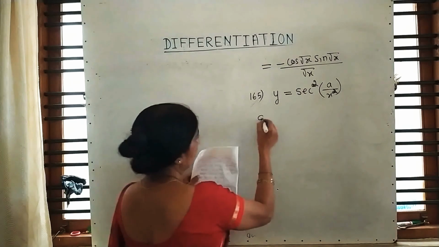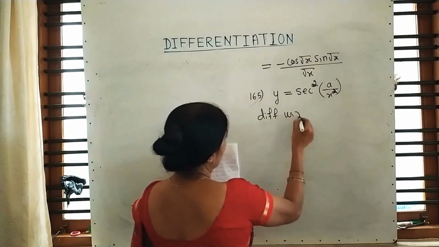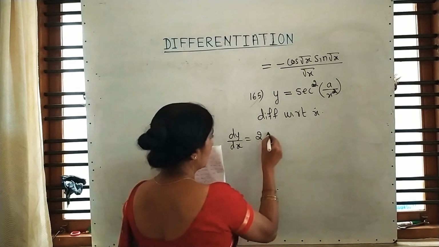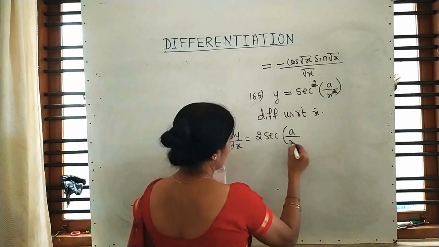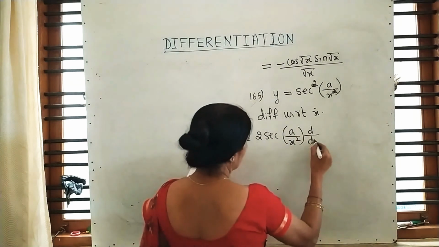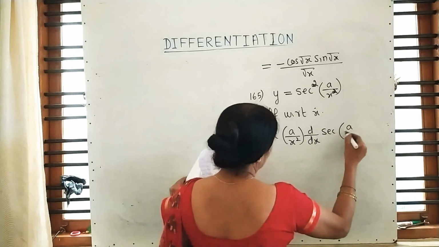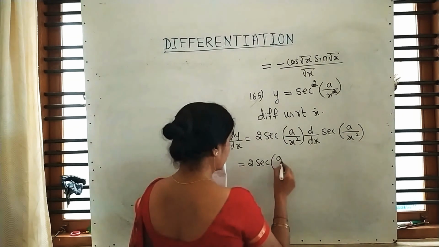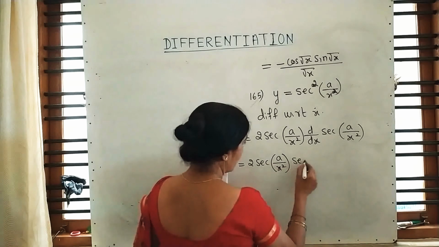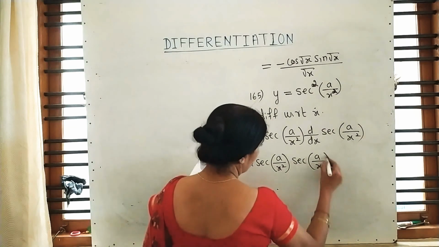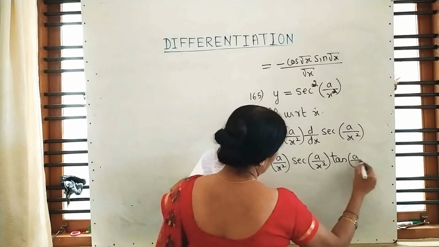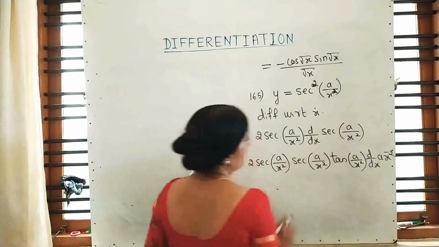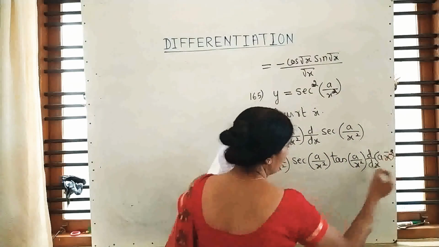First power. Differentiating with respect to x: 2 into sec of a by x square into differentiation of sec. Differentiation of sec is sec into tan, into differentiation of, instead of a by x square, I am writing a into x to the power minus 2.